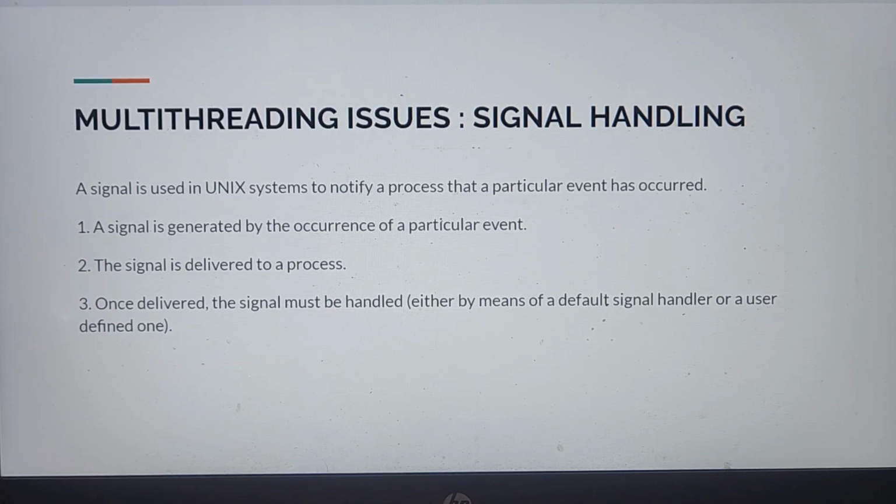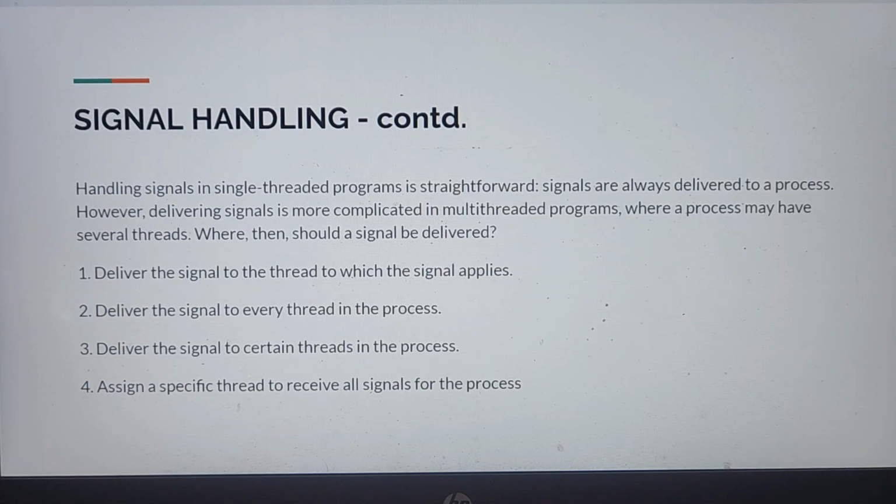But what is the problem or what is the ambiguity in signal handling which occurs because of multi-threading? Handling signals in single-threaded programs is straightforward. When you have a process and it is just one thread, there are no divisions. It is one process, it waits for a signal, it gets the signal, it does whatever it has to do.